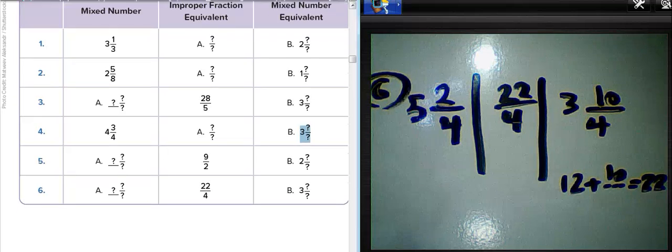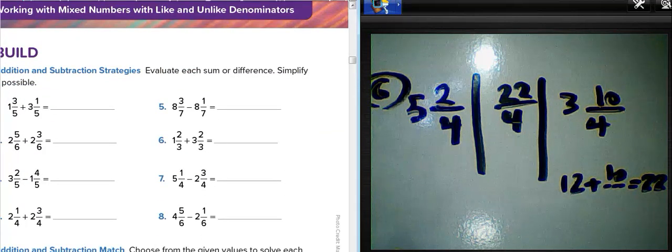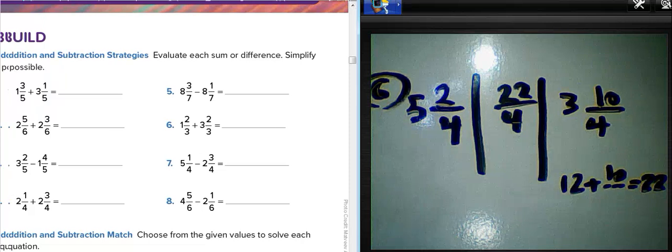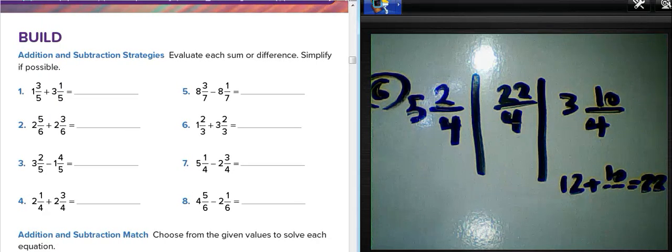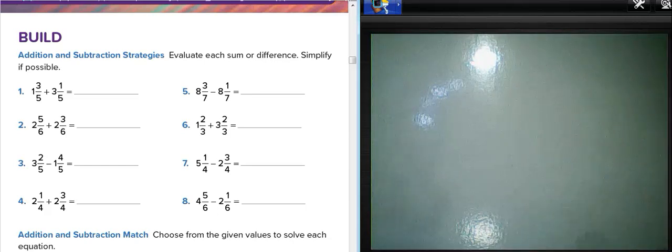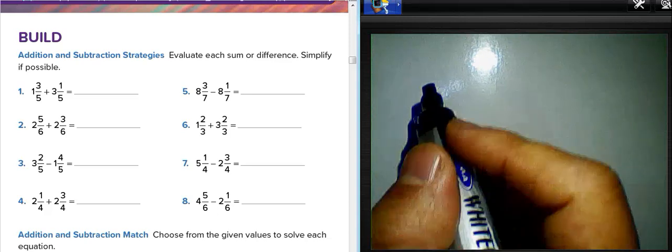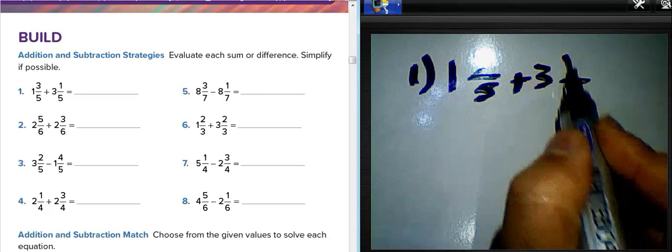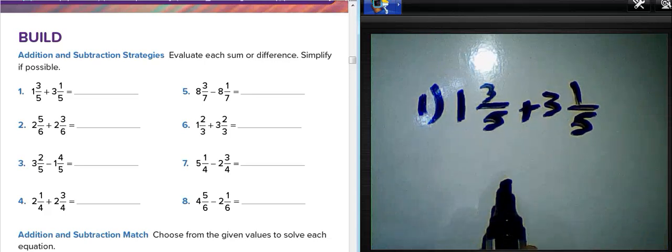Another question, look at the next page. Here is the adding and subtraction strategy. Evaluate each sum or difference. Simplify if possible. You are asked about adding and subtraction. Okay, we can use the strategy of finding the result by least common multiple. It's very easy because we have like denominators. Question number 1 here: 1 and 3 over 5 plus 3 and 1 over 5. We can find the result by adding the whole numbers here.